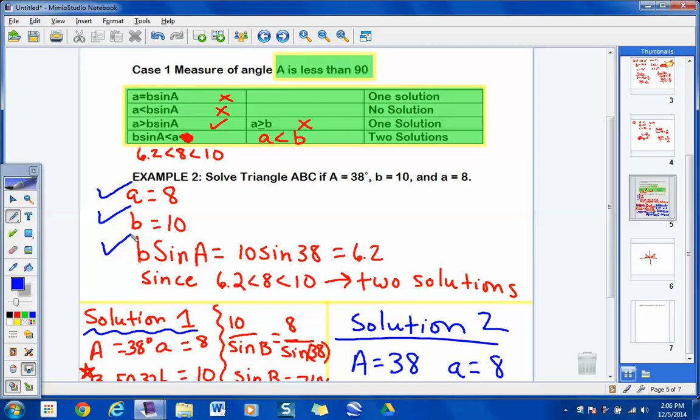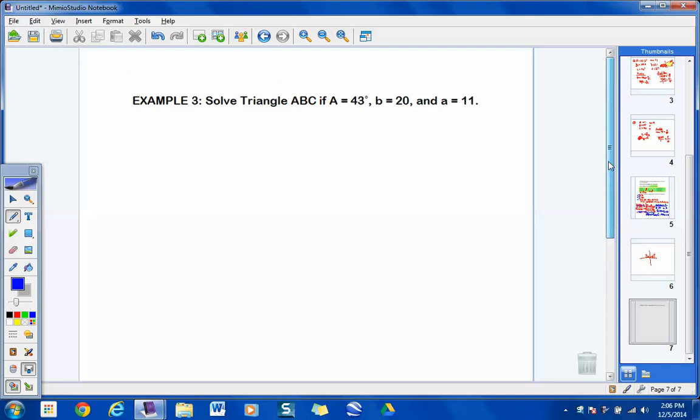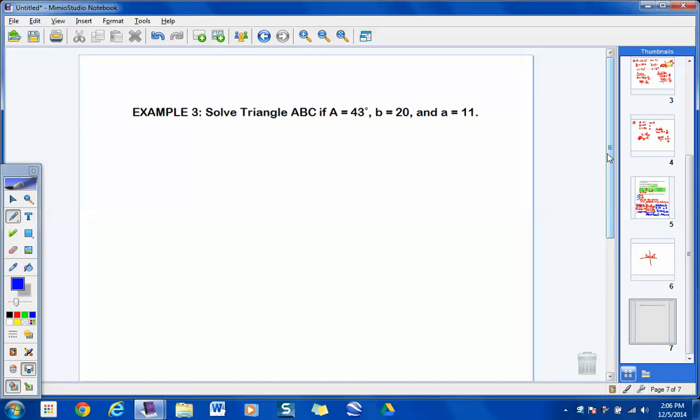Okay. So in this example, it's on the next page, isn't it? On this example right here, here's what we've got. It says to solve triangle ABC if A is 43 degrees, B is 20, and A is 11, right?